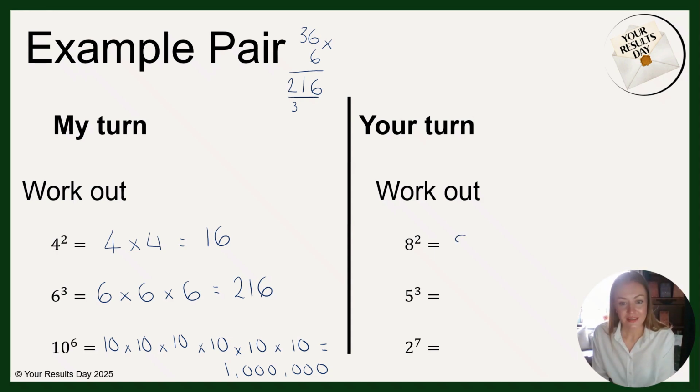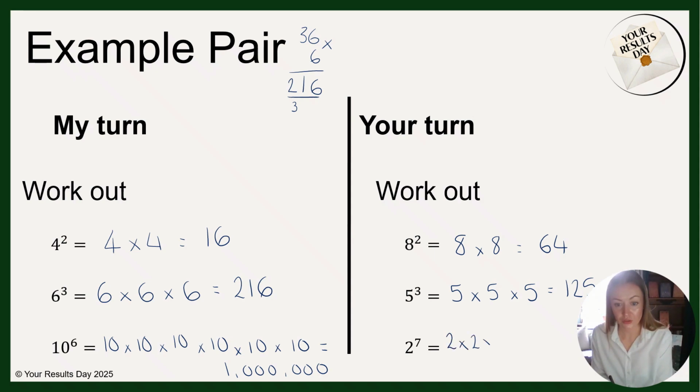So 8 squared is 8 times 8, which is 64. 5 cubed would be 5 times 5 times 5, remembering we need 3 5s in the calculation. That's 125. And then 2 to the power of 7 is 2 times 2 times 2 times 2 times 2 times 2. How many is that? 6.